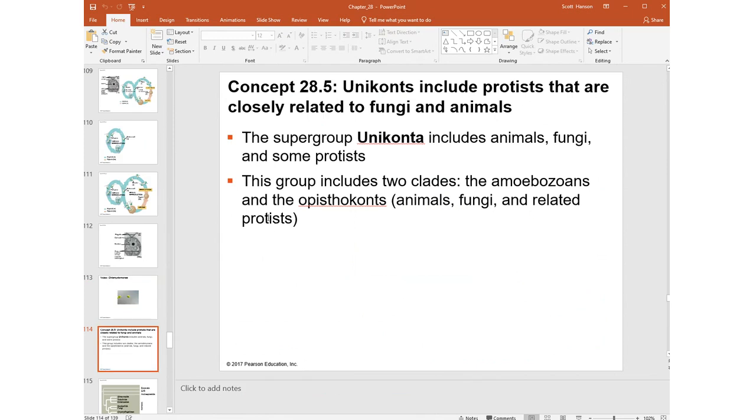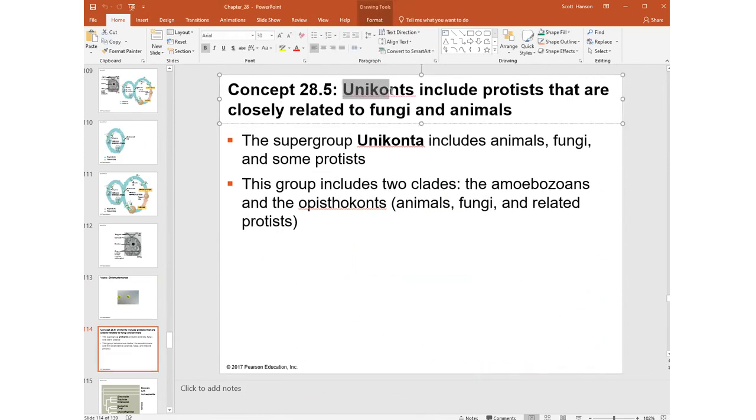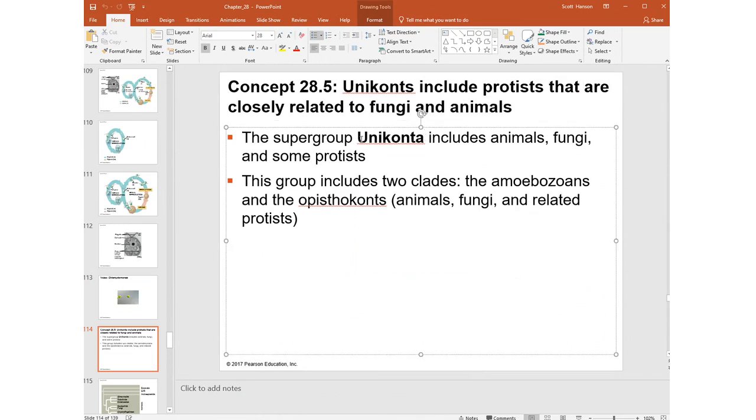basically, now we'll go on to this supergroup called Unikonta, the unikonts. And the unikonts, this group, actually includes protists that are closely related to fungi and animals. In fact, the supergroup Unikonta includes animals, fungi, and some protists that are closely related to animals and fungi.